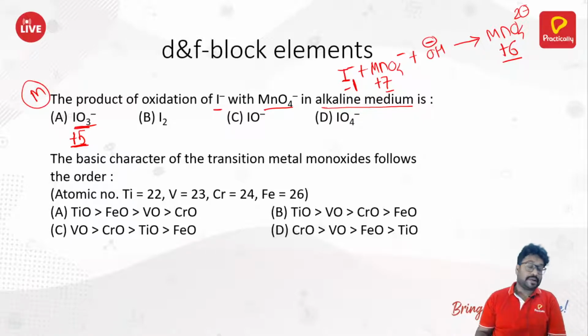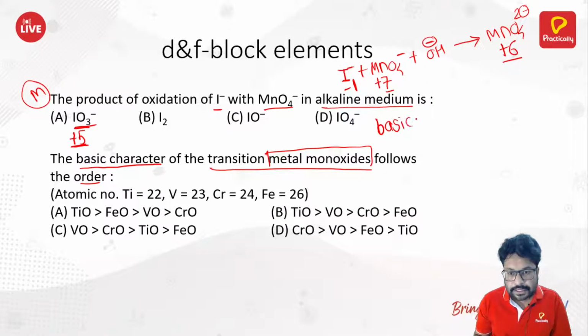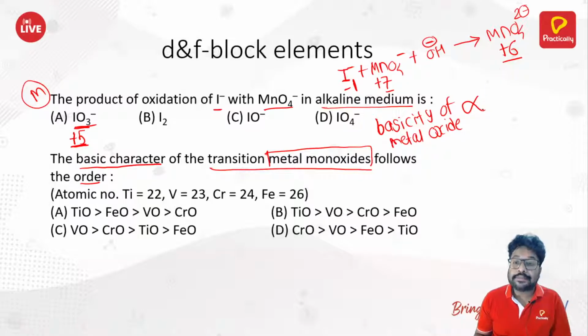Okay, next. But this next question is not memory based. The basic character of the transition metal monoxides follows the order. Okay, atomic numbers are given. Now let me tell you, whenever you have metal monoxides, any metal oxide you take, basicity of a metal oxide is directly proportional to size of metal.